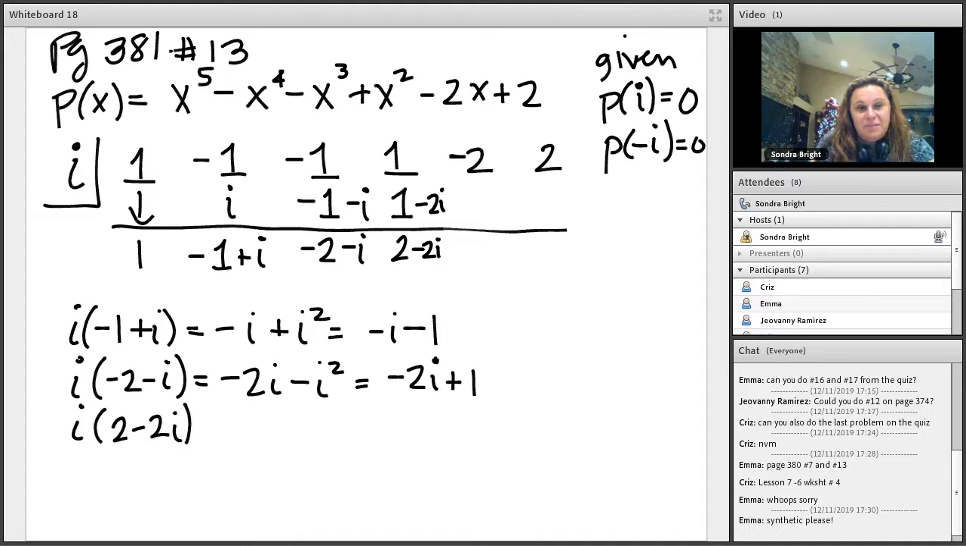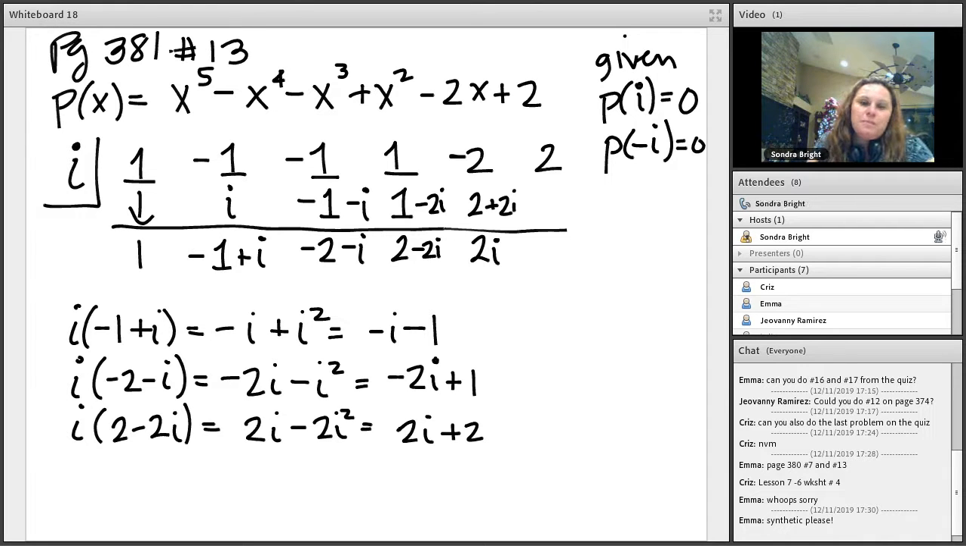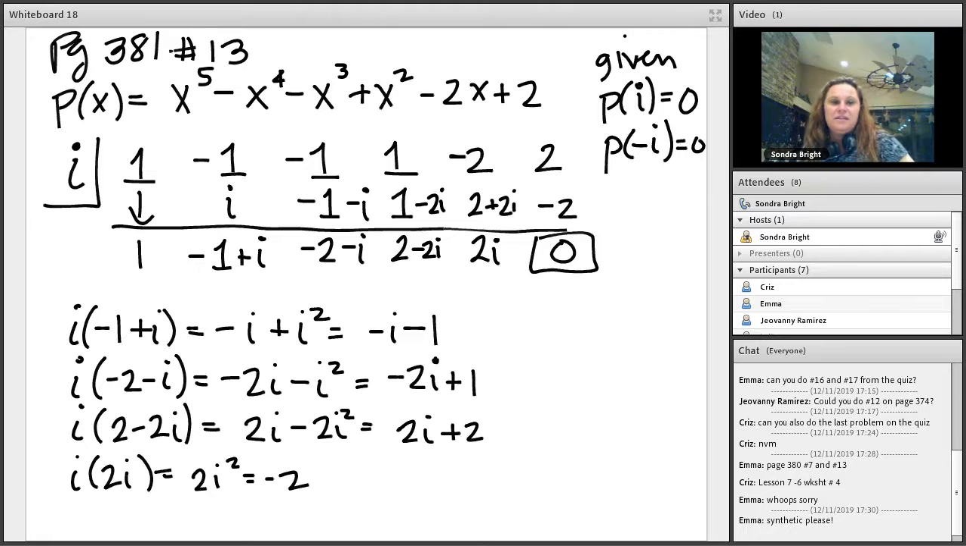I warned you, this part is ugly. 2i minus 2i squared, which will become a positive 2i and then a plus 2. Okay, getting better. So this is a 2 plus 2i, which those 2's will cancel out. You'll be left with just a 2i. And then you multiply 2i times i. So i times 2i will give you a 2i squared, which is a negative 2. You better get a 0, right? They told us that it was 0.